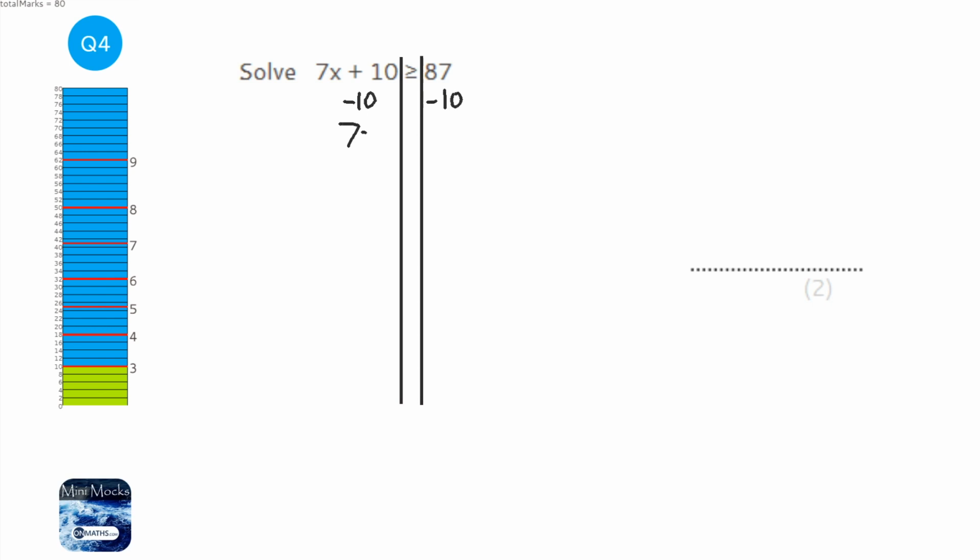So we've got 7x, and then this time don't forget, don't put an equal sign. You must do this inequality sign. And 77, and then we're going to divide 7 both sides. So we've got x is greater than or equal to 11.